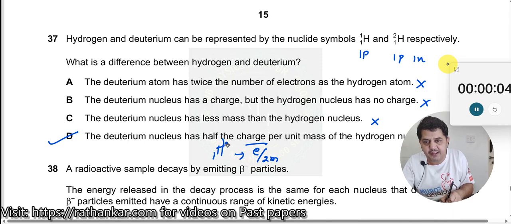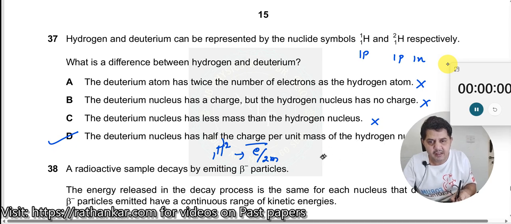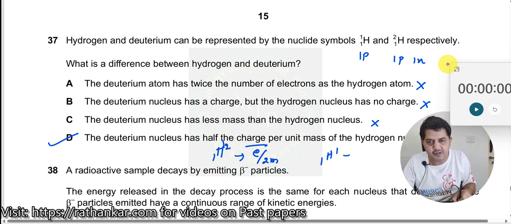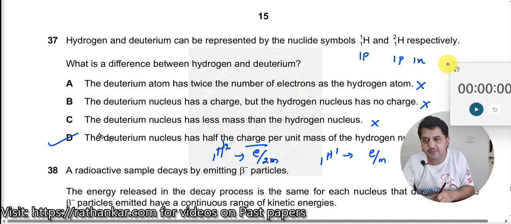For 1H2, this should be so much per unit mass, compared with the hydrogen nucleus. For hydrogen, what do you have? The hydrogen nucleus should be e by m over here. Is it right? See, e by m. It has one proton, mass is 1, and here it has one proton and two nucleons, which means one proton, one neutron. So it has 2m over here. So therefore, D is the right answer.